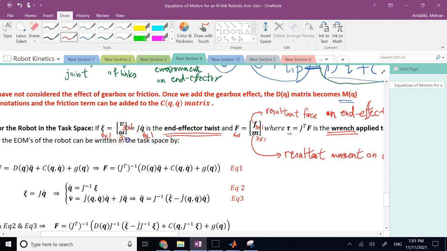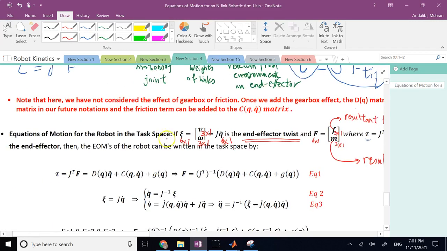Okay, so instead of tau and q dot, we focus on xi and capital F. If we write our equations of motion in terms of these two, then we say we have written our equations in the what? In the task space. Right? Because xi and F are task space entities. They are related to the motion of the end effector in the task space and the forces and moments applied to it, instead of what is applied to the joints.